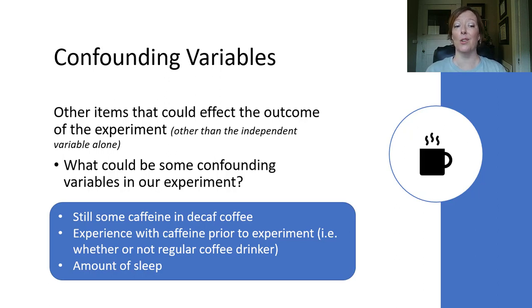Some people have more or less experience with caffeine, and so their experience leading up to the experiment could change the outcome. Even something as simple as the amount of sleep that people get in a typical night, or if they've had a bad morning or a good morning, or something traumatic has happened to them. All of those can be confounding variables that could affect our study.